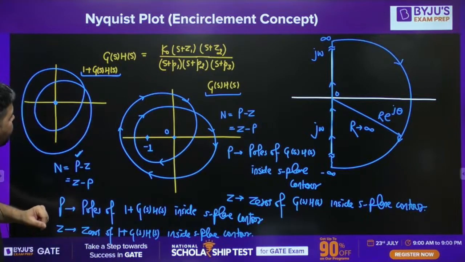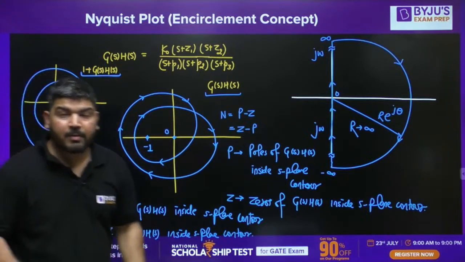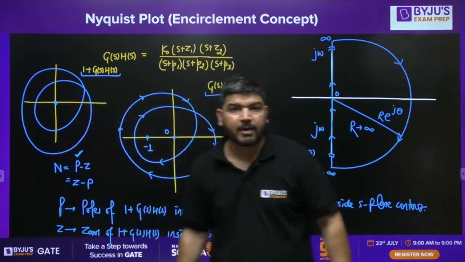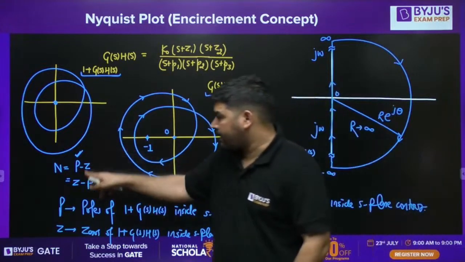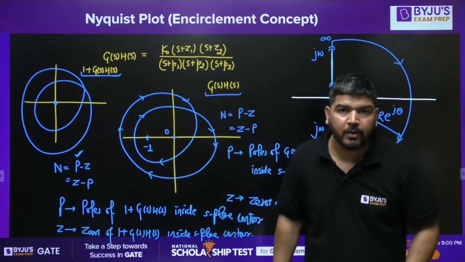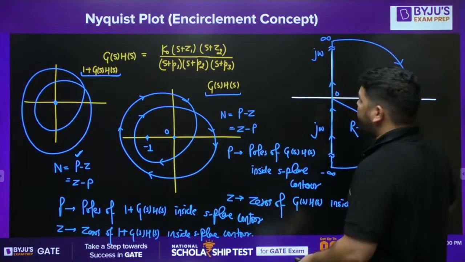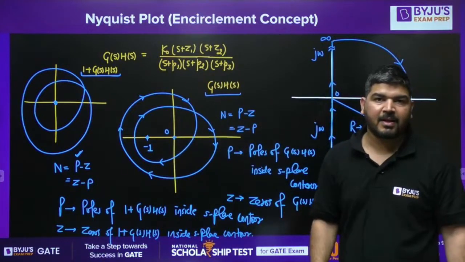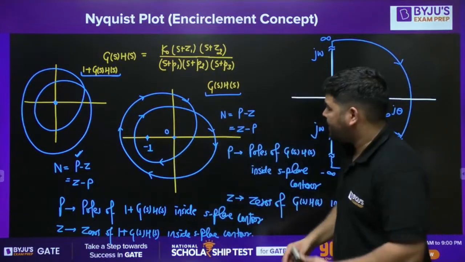Now, because it's difficult to map into 1 plus G(s)H(s), since first you have to calculate 1 plus G(s)H(s), then check the encirclement of origin, and only then can you write like this, to avoid this you can map this S plane contour into G(s)H(s) and look at the encirclement of -1. This is the same thing that you are doing.